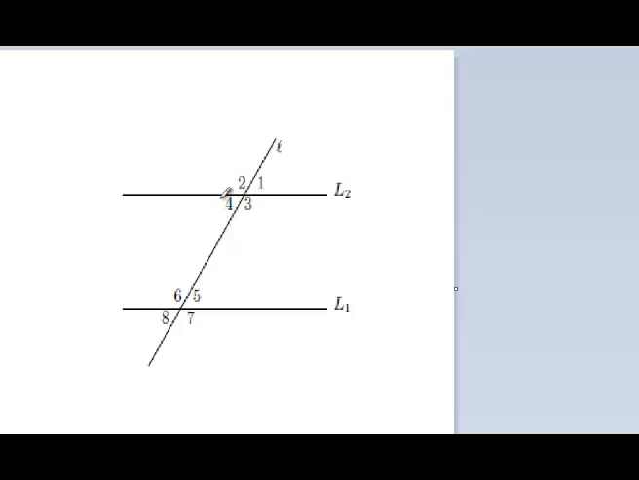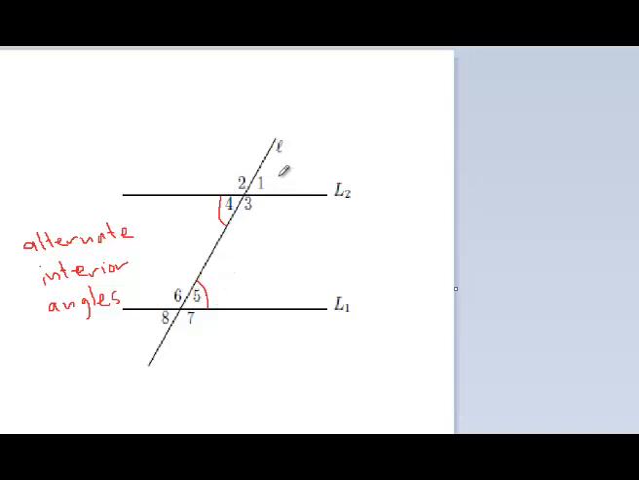But when you have two parallel lines, it's also a fact that 4 has to be equal to 5. And the reason why is because these are called alternate interior angles. And when two parallel lines are cut by a transversal, in this case little l is a transversal, alternate interior angles are equal to each other. So 4 and 5 are equal to each other.